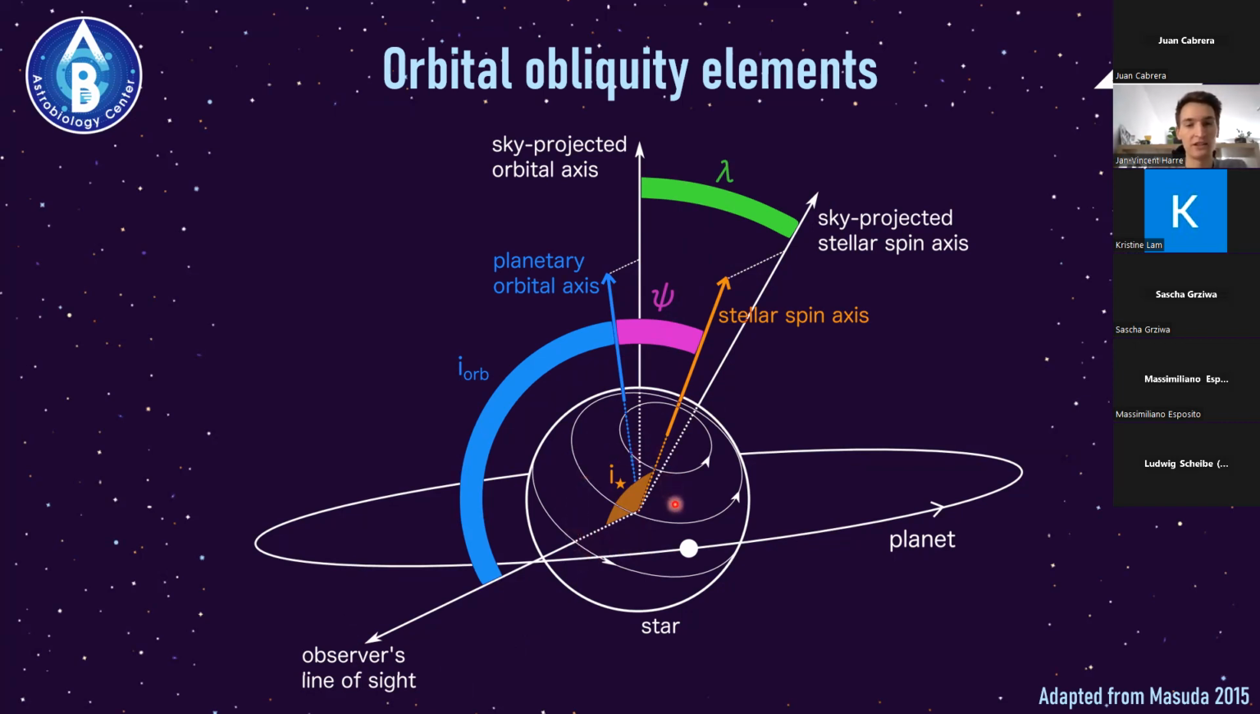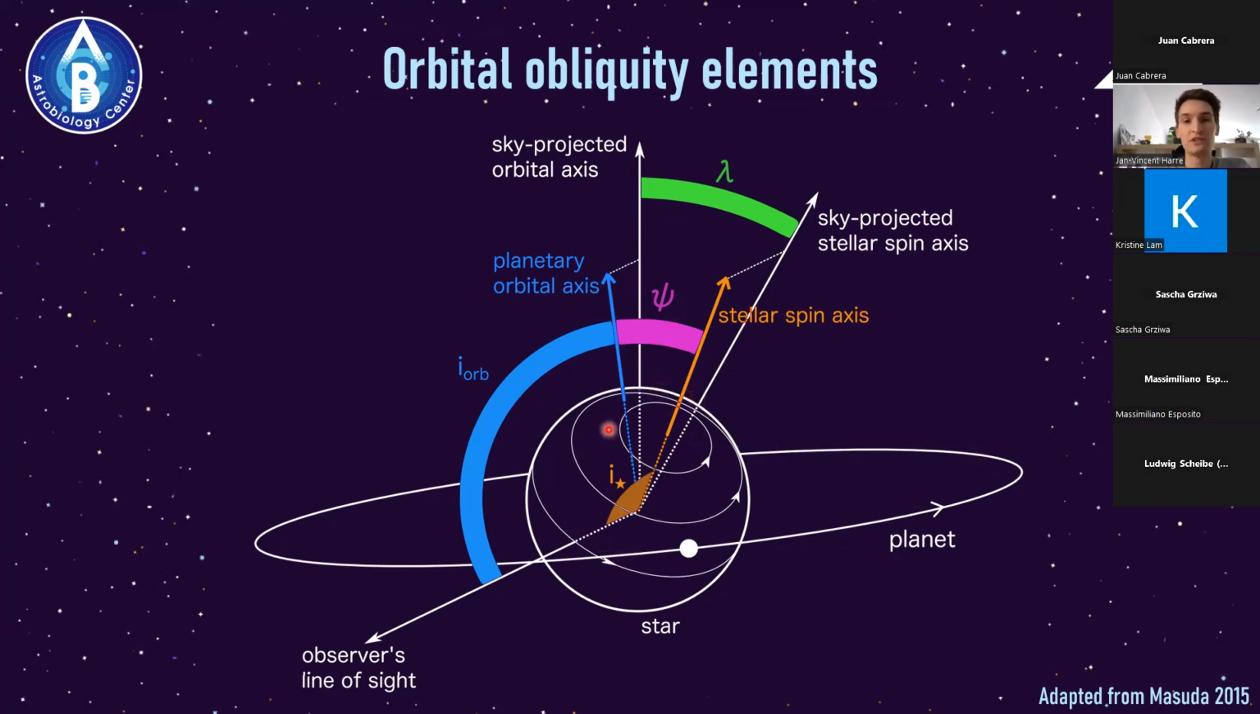We usually cannot measure this super easily, but I will tell you a bit later how we can do that. Then we have the planetary orbital axis. So this is the axis which the planet is orbiting around. And the angle between our line of sight and this orbital axis of the planet is the orbital inclination, which is indicated here with I orb. So the true angle between these two axes is psi, which is the 3D or the true obliquity.